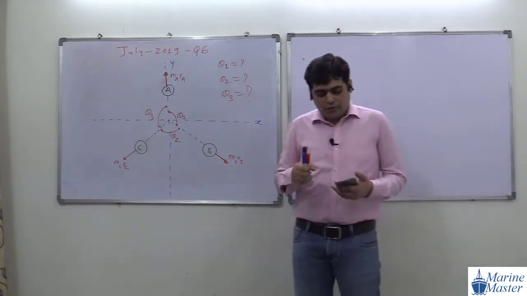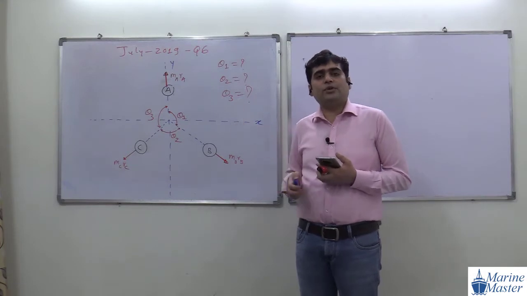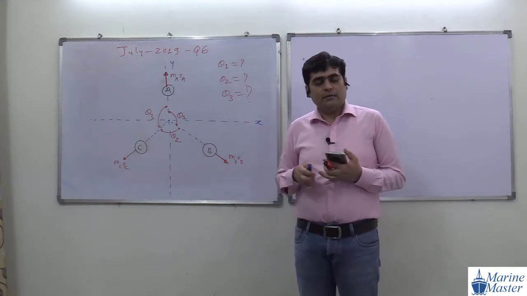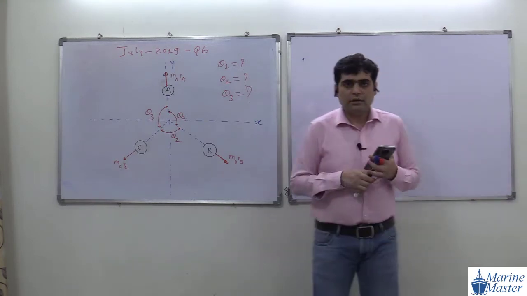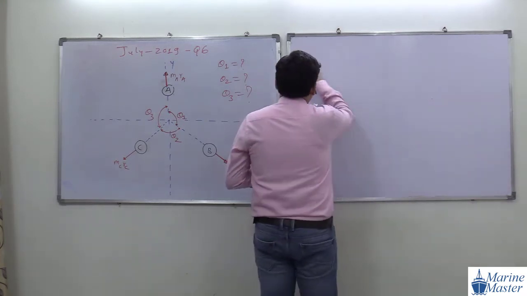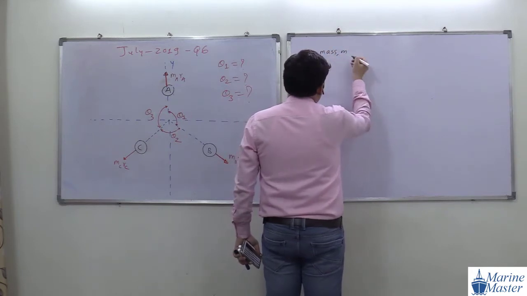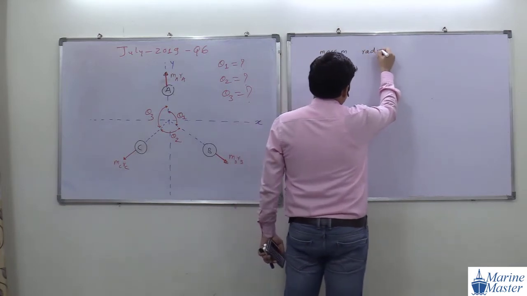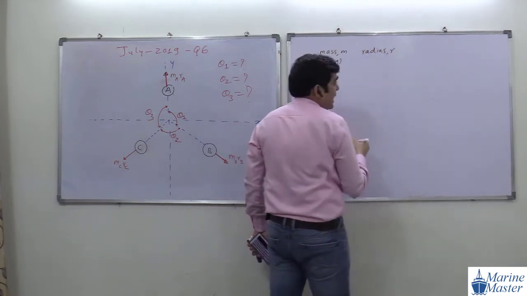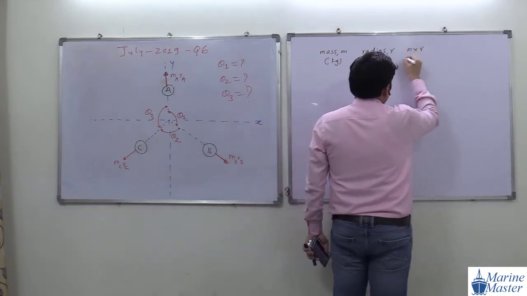So now what is our next target? What is our next standard practice in such type of questions? We are going to make a table. So in the table, what is the scenario? Mass m is in kg. Then radius, denoted by r, is in meter. And then m into r is in kg meter.